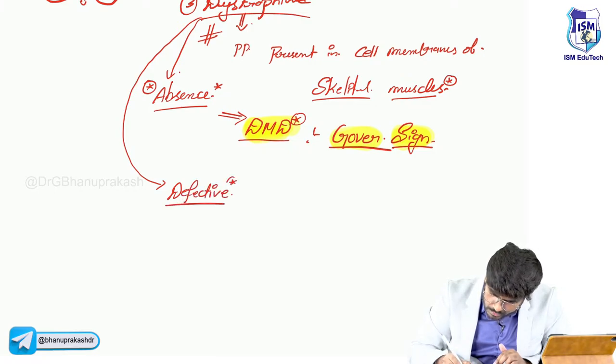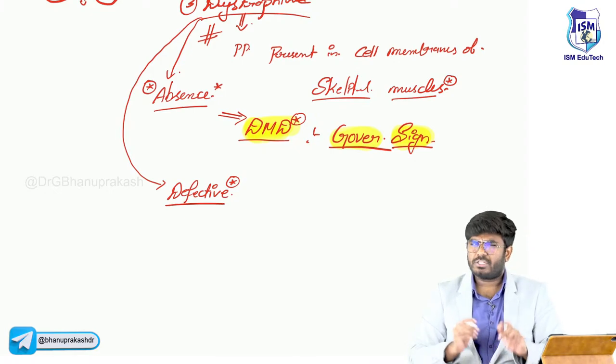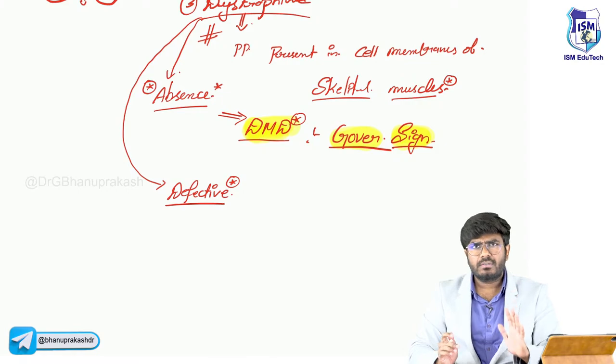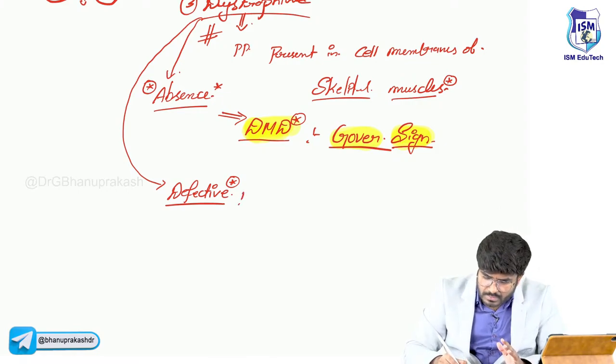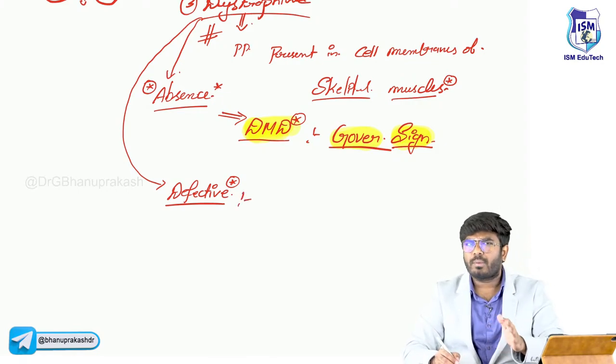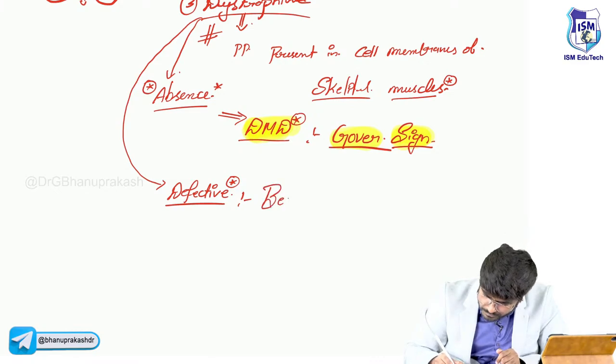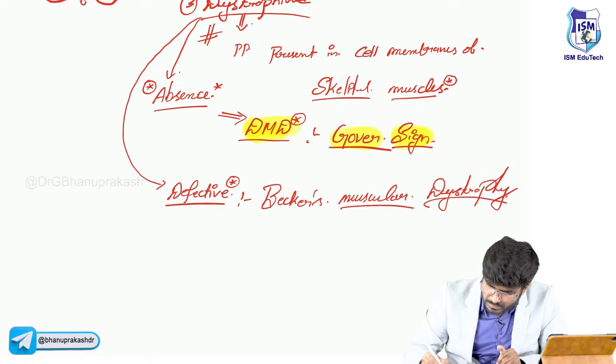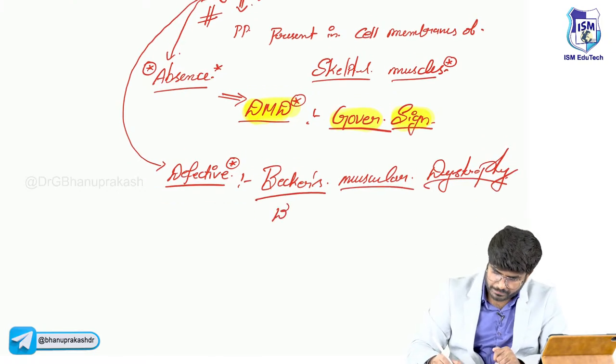Again, a question that will come in your exam. Dystrophin is present, but not completely absent. There is a defect, and it is going to cause a less severe problem. That is Becker's muscular dystrophy. So Becker's muscular dystrophy, that is BMD.